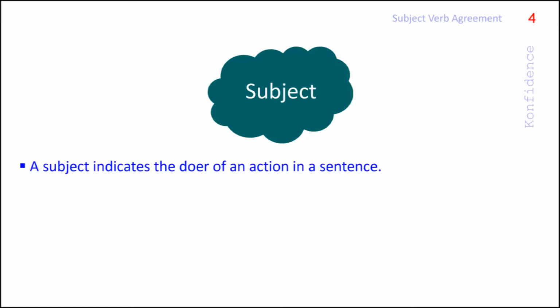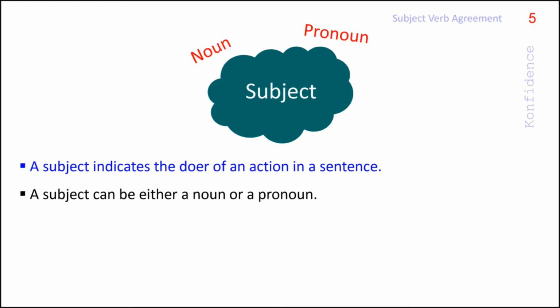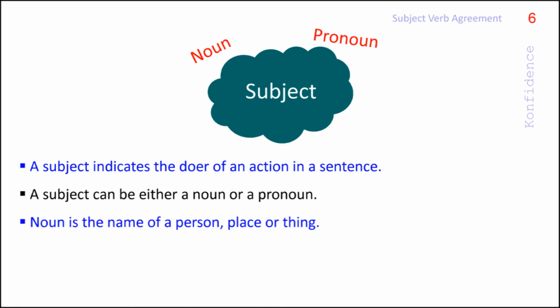What is a subject? A subject indicates the doer of an action in a sentence. A sentence tells something about the subject. It can be the action of the subject or the condition of the subject. A subject can either be a noun or a pronoun. Noun is a name of a person, place, or thing.